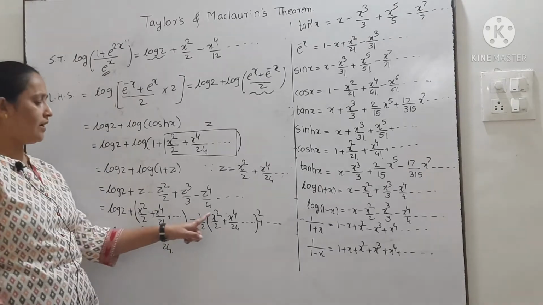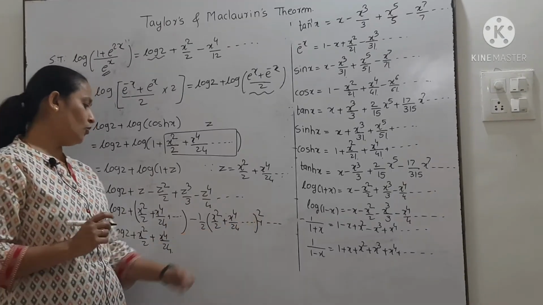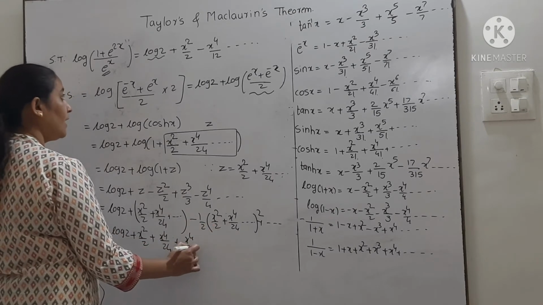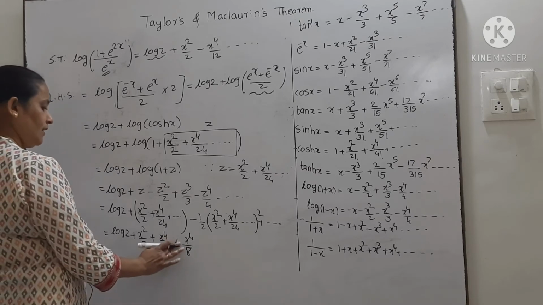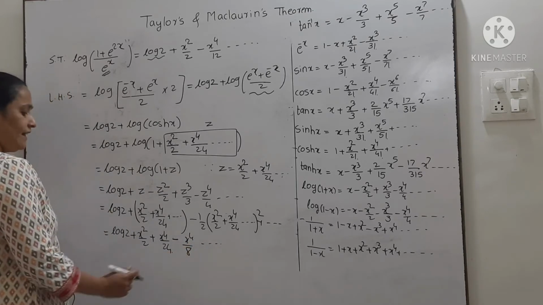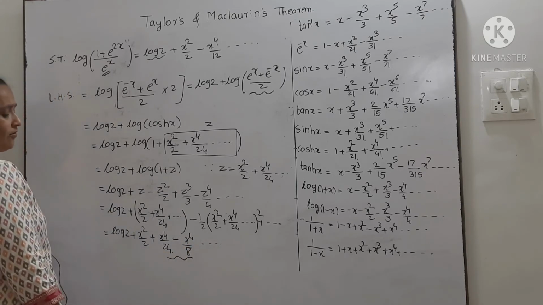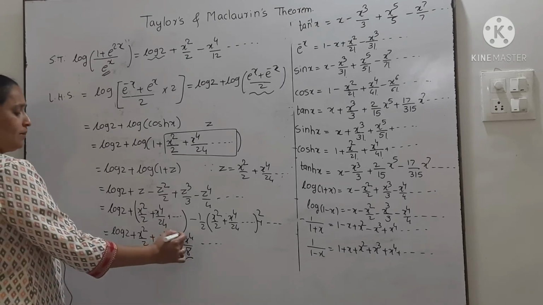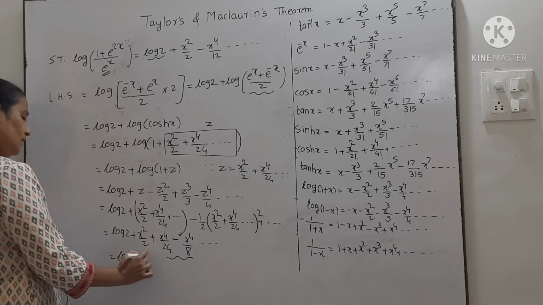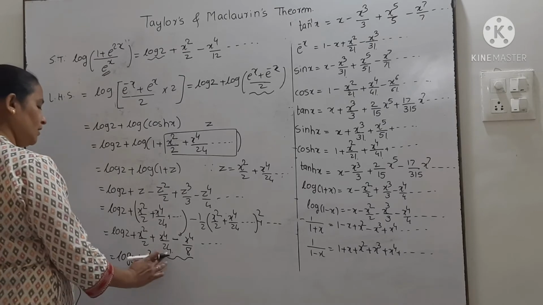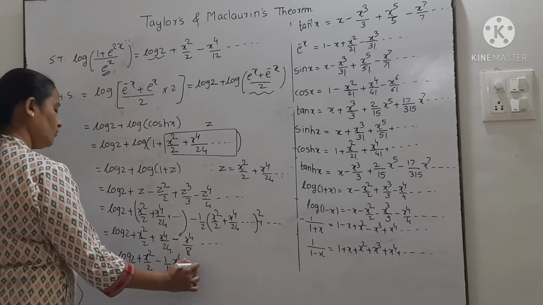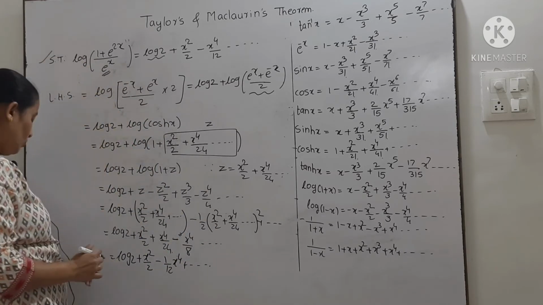Take the squaring. x square upon 2, its square will be x raised to 4 upon, 2 square is 4, 4 into 2 is 8, and so on, with a minus sign. If I take the LCM of 8 and 24, what is the LCM of 8 and 24? It is 24. You have to multiply this by 3. Minus 3 plus 1. So you are getting the answer log 2 plus x square upon 2 minus 2 by 24, which is 1 by 12 into x raised to 4 and so on. That's what we want to prove.